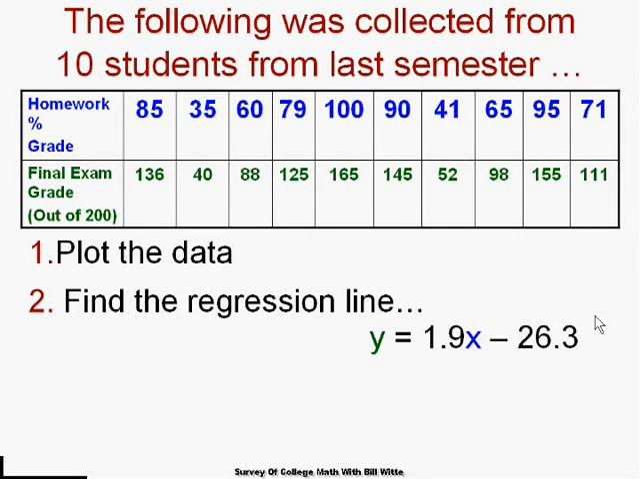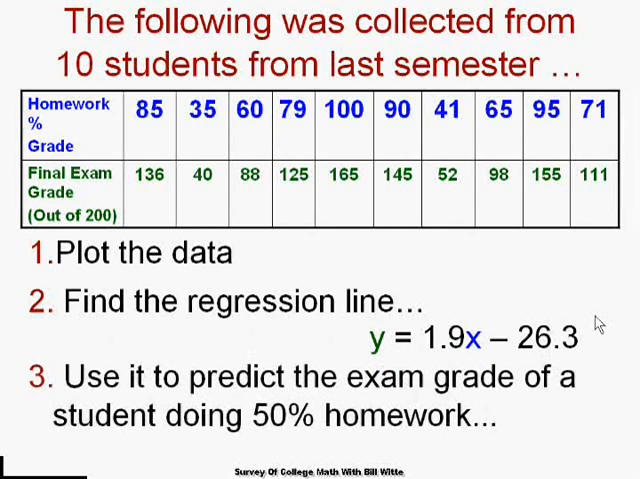Now who cares? Well, are you pondering what I'm pondering? Now that you've gotten all that old data and put it into a regression line, you can use that line to predict other people's grades, or predict the future, as I said. I'd ask you to predict the exam grade of a student only doing 50% of his homework. What do you think that person's going to get based on the regression line from this data? Well, let's use our calculator.